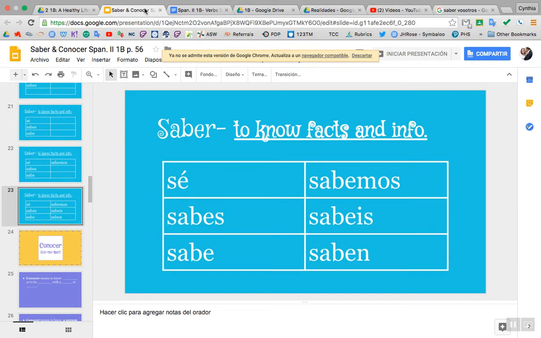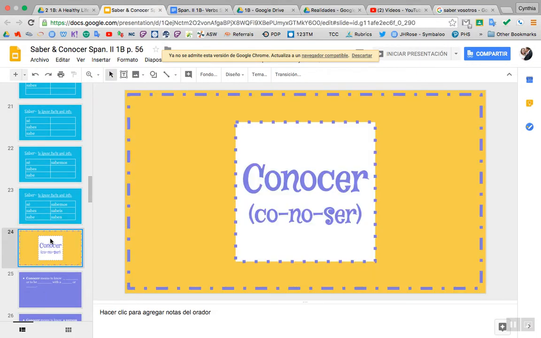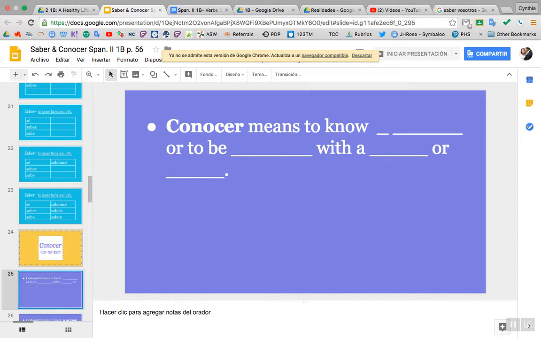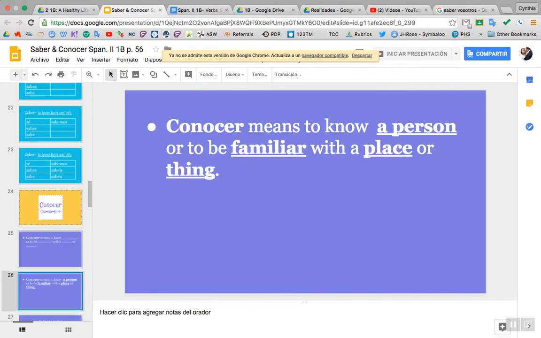All right, moving on to conocer. So conocer also means to know. However, we use it to say that we know a person or be familiar with a place or a thing. Okay? A person or a place or a thing. We're moving past knowing basic facts and information, and we're moving into a little bit of a deeper way of knowing a person or being familiar with a place.